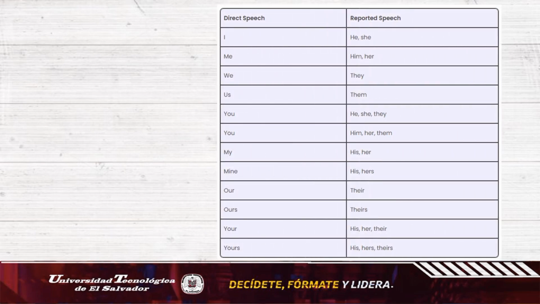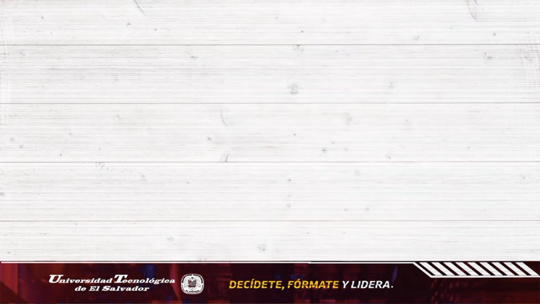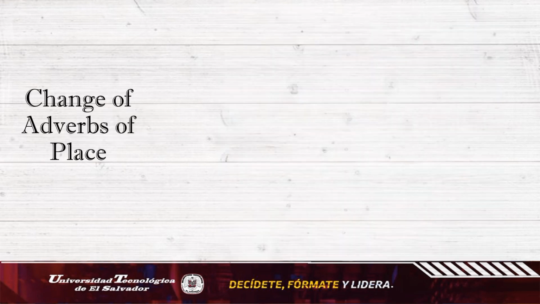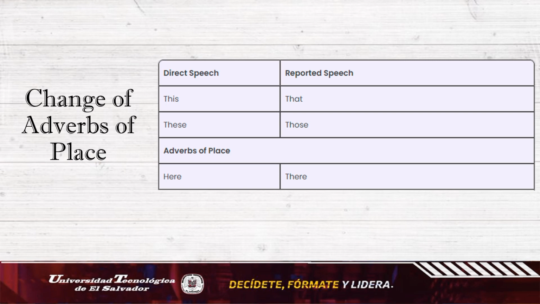In reported speech, pronouns change. It's a little difficult to explain, but here is a chart with pronouns and the way they change. Pause the video if you need it. Another thing that changes in reported speech are adverbs of place and adverbs of time. In this table you can see how each one changes.